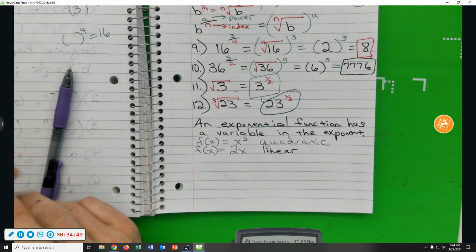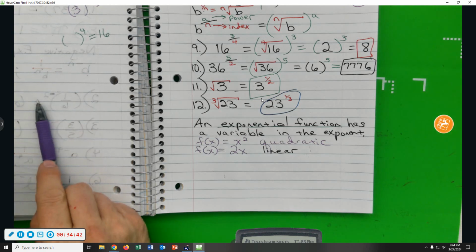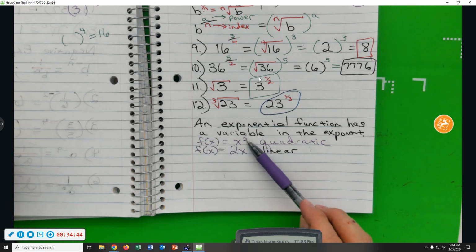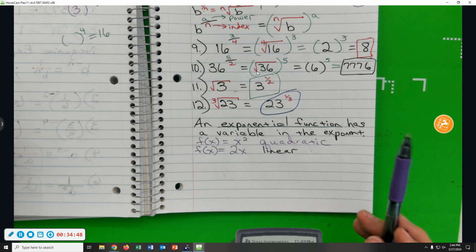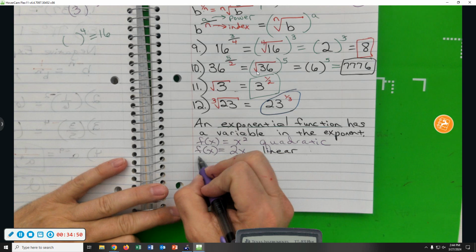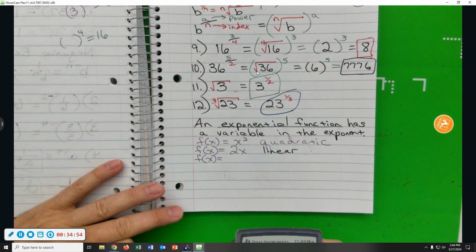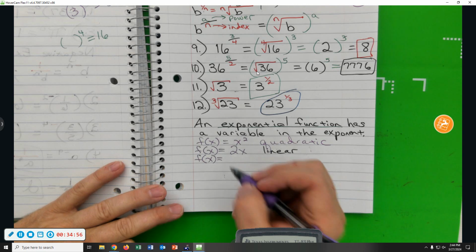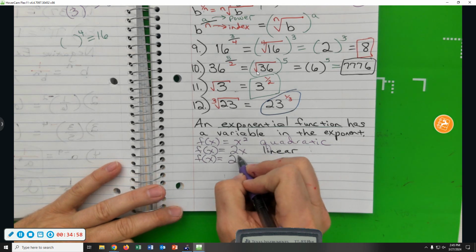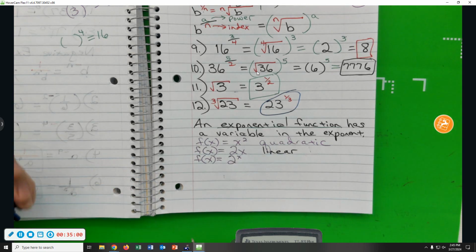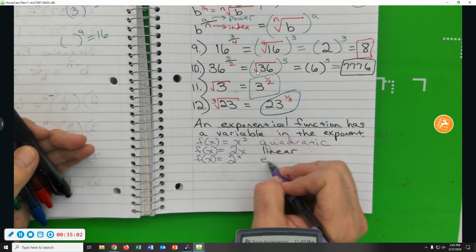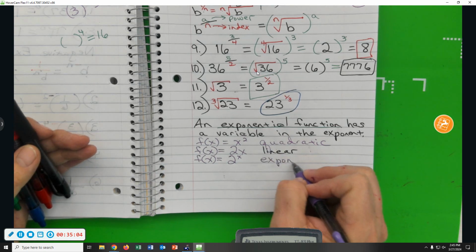But in order for something to be exponential, the thing up there, the exponent, has to contain a variable. It may contain other stuff, but it's got to contain a variable. Here's an example of an exponential function. Instead of x squared, how about 2 to the power x? That's what I mean by exponential.